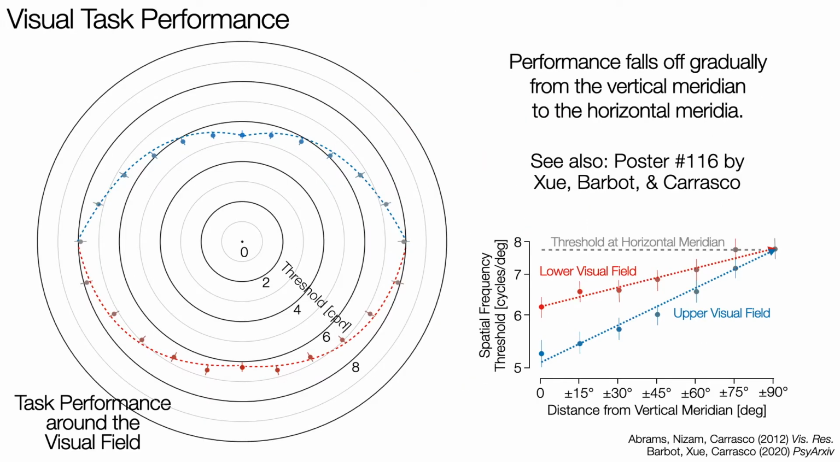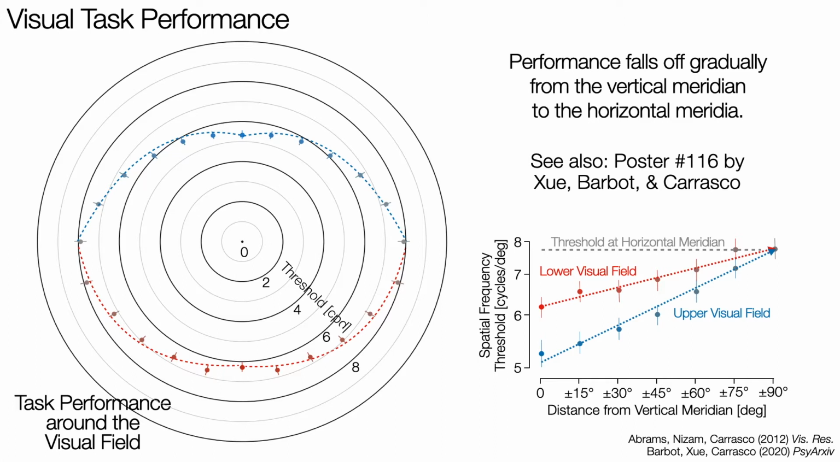The behavioral effect of polar angle on visual task performance has been observed for many tasks. Here, we show spatial frequency thresholds for a Gabor orientation discrimination task plotted around the visual field on the left and replotted in terms of distance from the meridians on the right. Note that because we are plotting the spatial frequency thresholds, higher thresholds indicate better performance.